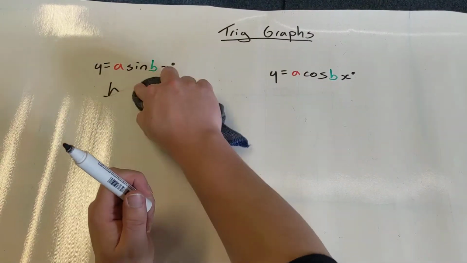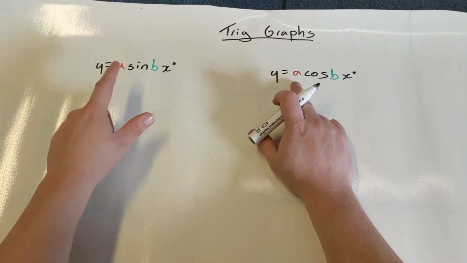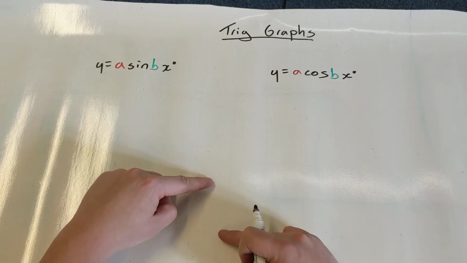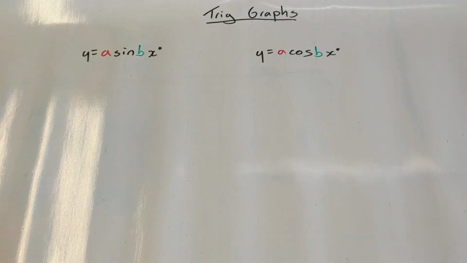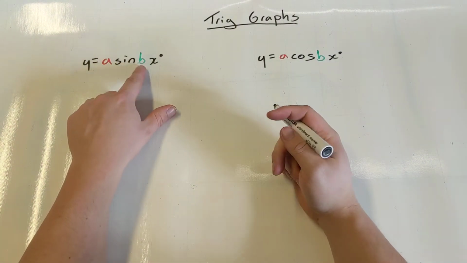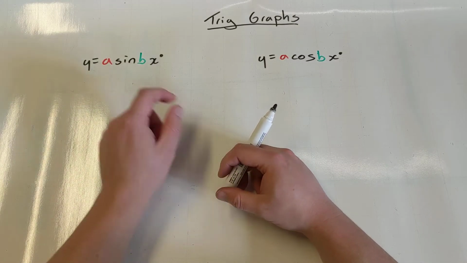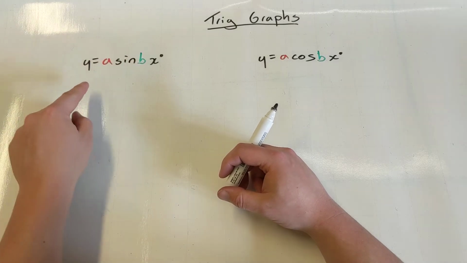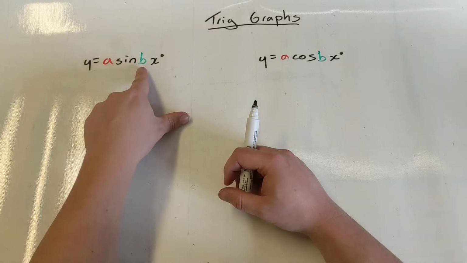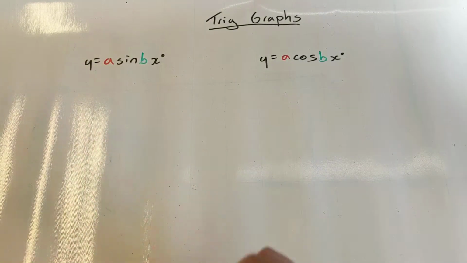So the a, remember, the number in front, that tells us about the amplitude. That tells us how high up the graph is from the middle to the top, and then from the middle down to the bottom. And then the b, that told us about the period. So that told us how many complete cycles there were of the graph within 360 degrees. So if there was no number here, that just means it did one complete cycle in 360. If there was a 2 here, it did 2 of them. If there was a 5 there, it did 5 of them within 360.